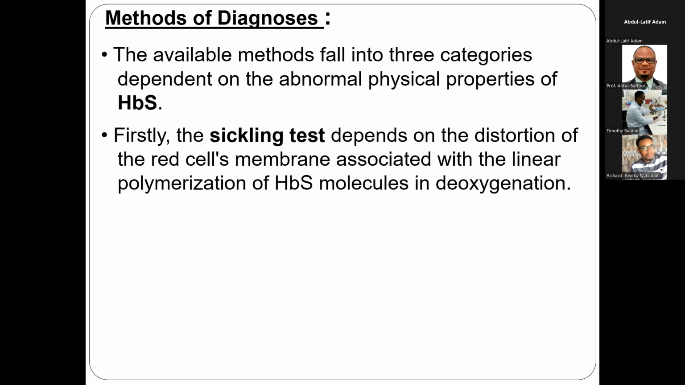So the methods available, there's one that I'll talk about that is rarely done now, which is the solubility test. Hardly done, but you need to know as well. So there are three categories of the test, dependent on the abnormal physical properties of hemoglobin S. So firstly, the sickling test depends on the distortion of the red cell membrane associated with the linear polymerization of the hemoglobin S molecules during deoxygenation.